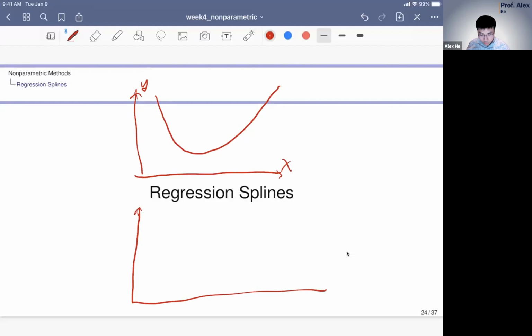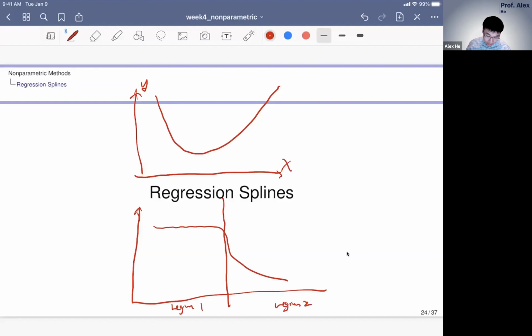So what it does is to say the quadratic function is not a good fit for all the x's. So we just fit a different quadratic function for every region. Okay, so for example, if our data is like this, where it's flat and then this, and then we divide the x into two regions. So this is region one, this is region two.